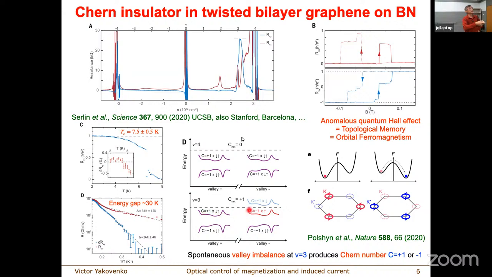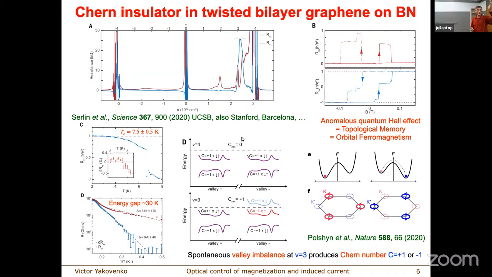So we need to fill the states with three electrons. And the way the system does it, it occupies this band completely, whereas here it empties spin down or spin up. So in one of the valleys, one of the bands for one of the spins becomes empty. This is called a spontaneous valley imbalance. These two valleys are related by time reversal symmetry, so the system spontaneously breaks this time reversal symmetry and decides to populate one valley and not the other. And this is because of Coulomb interaction.